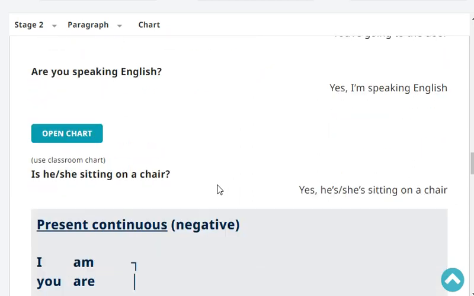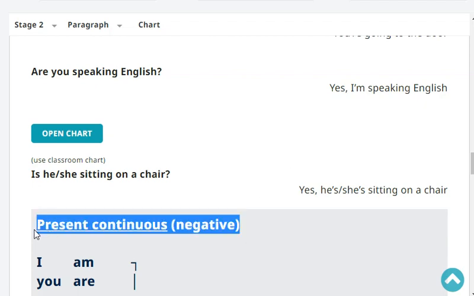Very good. Are you speaking English? Yes, I'm speaking English. I'm speaking English. Very good. Is she sitting on a chair? Yes, she's sitting on a chair. Yes, she is sitting on a chair. Very good. Okay, so those are present continuous positive.